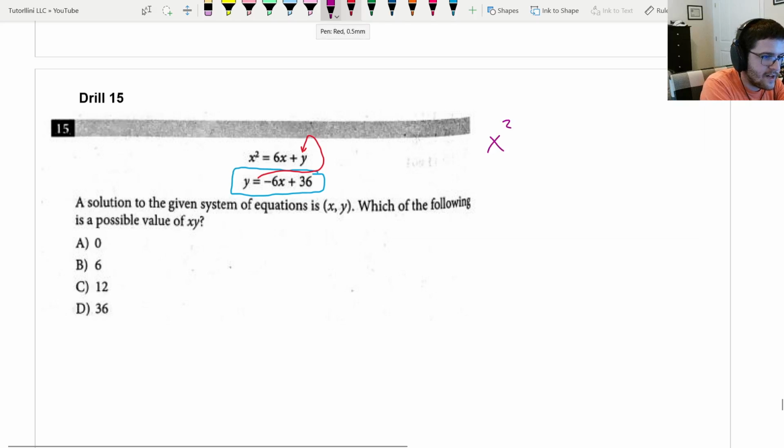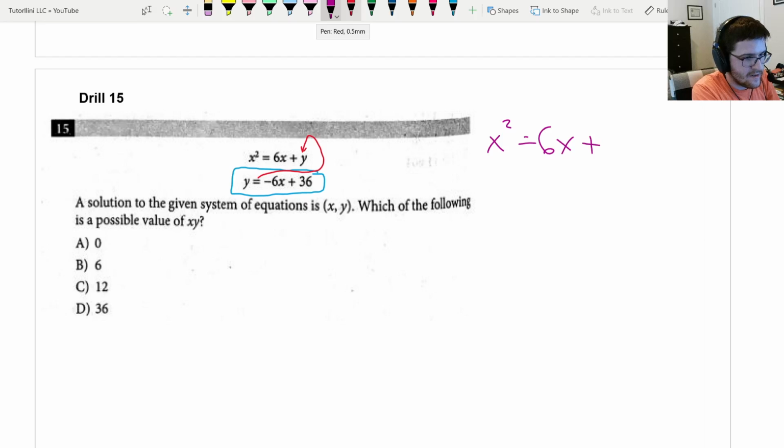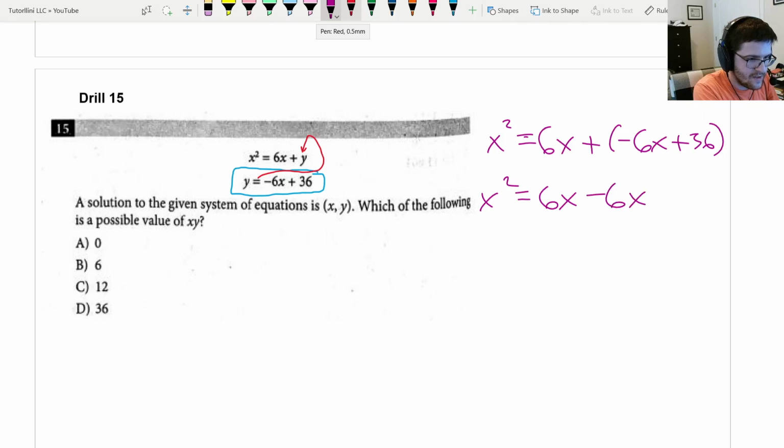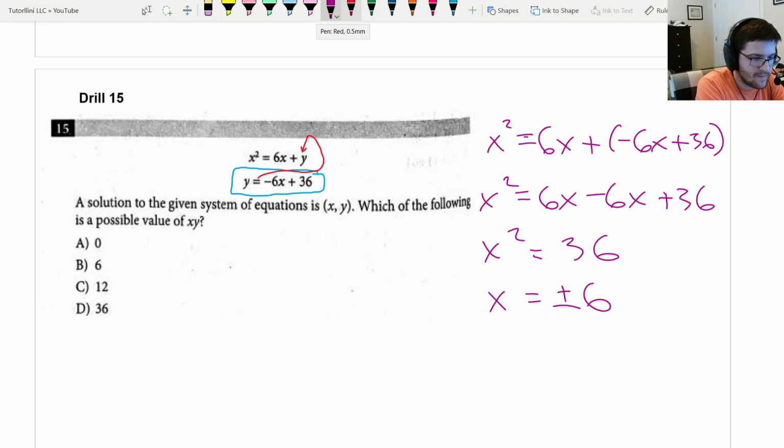And we get x squared equals 6x plus negative 6x plus 36. I don't really need those parentheses. I can just rewrite that as 6x minus 6x plus 36. That gives me 6x minus 6x is 0, so that gives me x squared equals 36. I take the square root of both sides, and I get plus or minus 6. So we have negative 6, and we have positive 6.